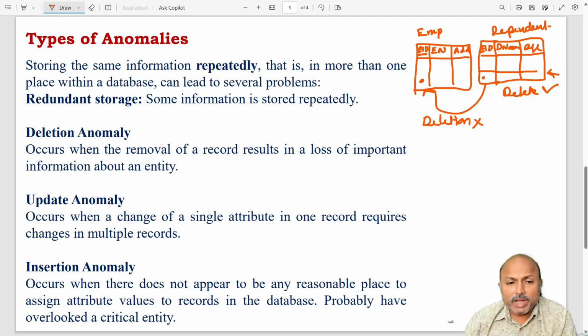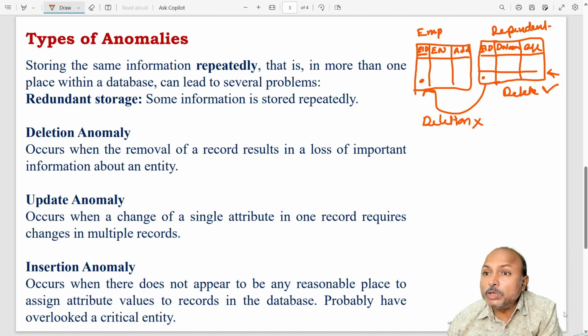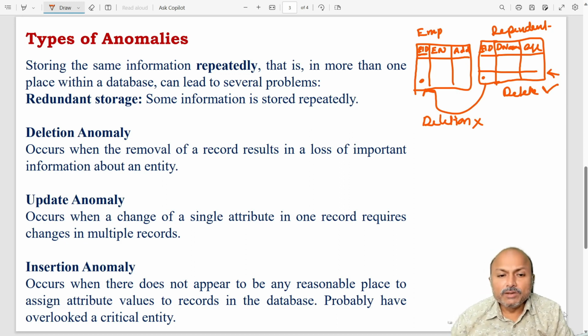Okay, and at the same time, update anomaly. Whenever you want to update a particular attribute, whatever the other attributes are linked to that, you need to update in all of them. So that we need to take care of. Okay, so multiple records sometimes need to be updated.